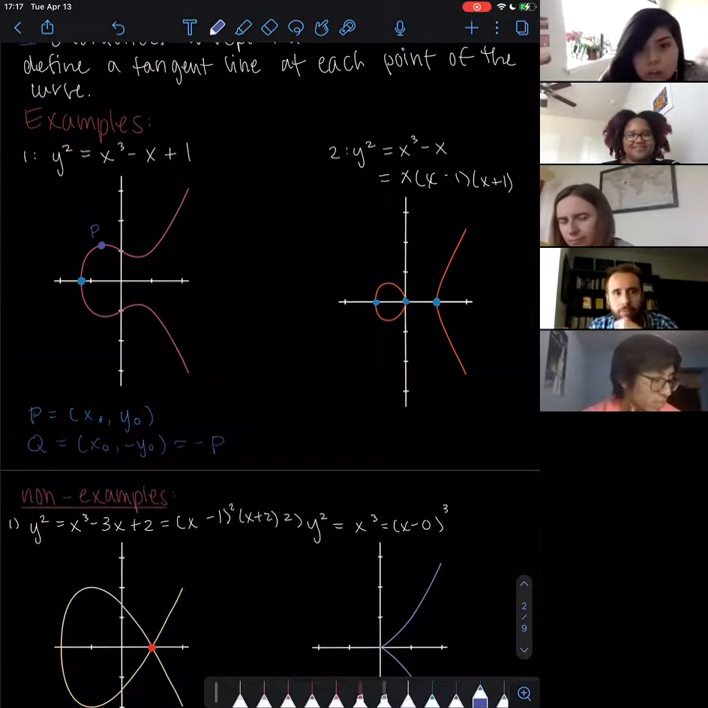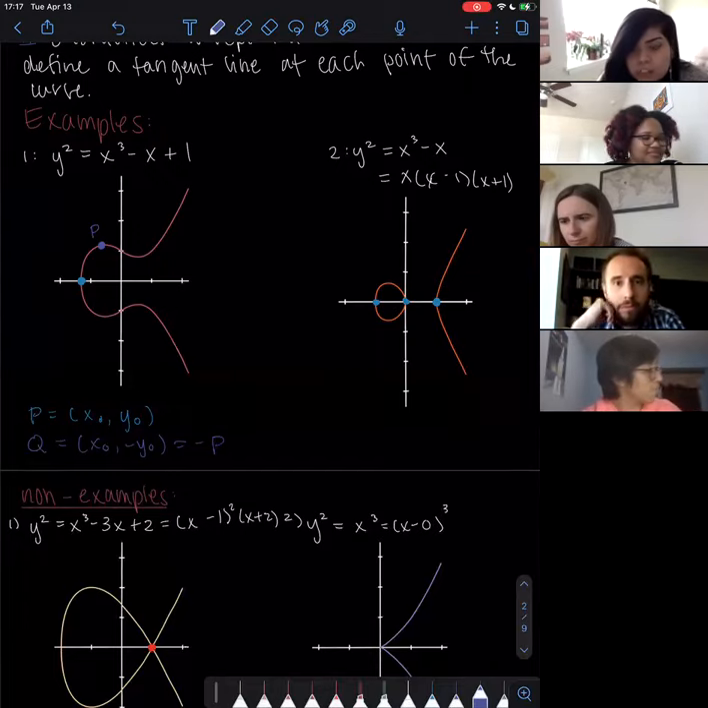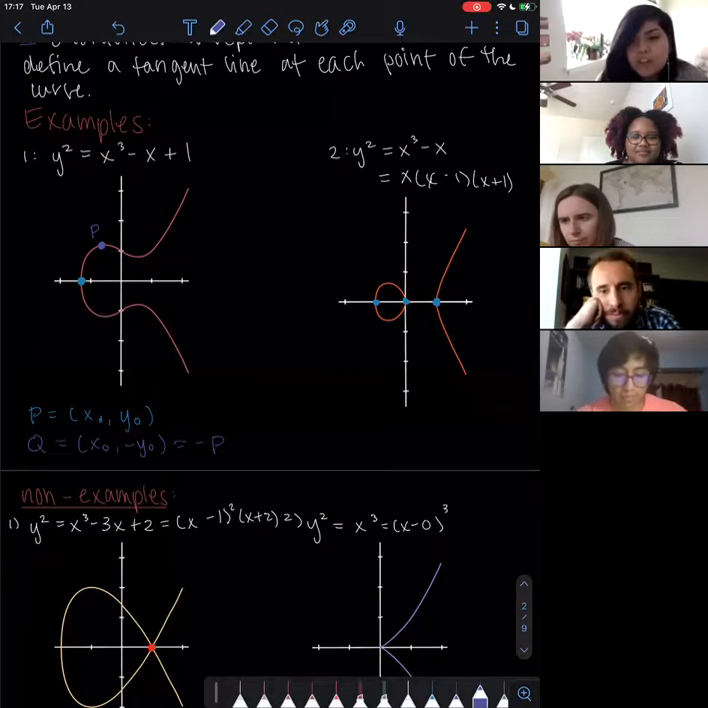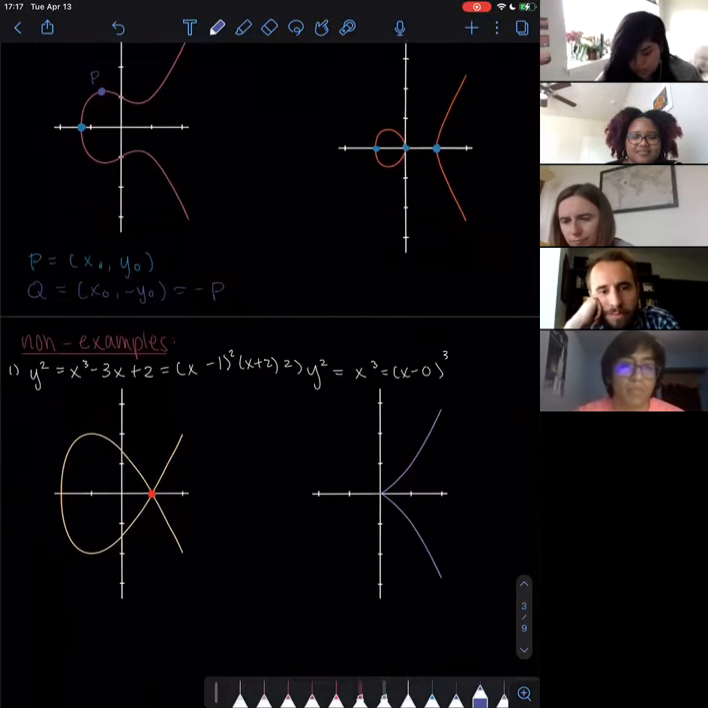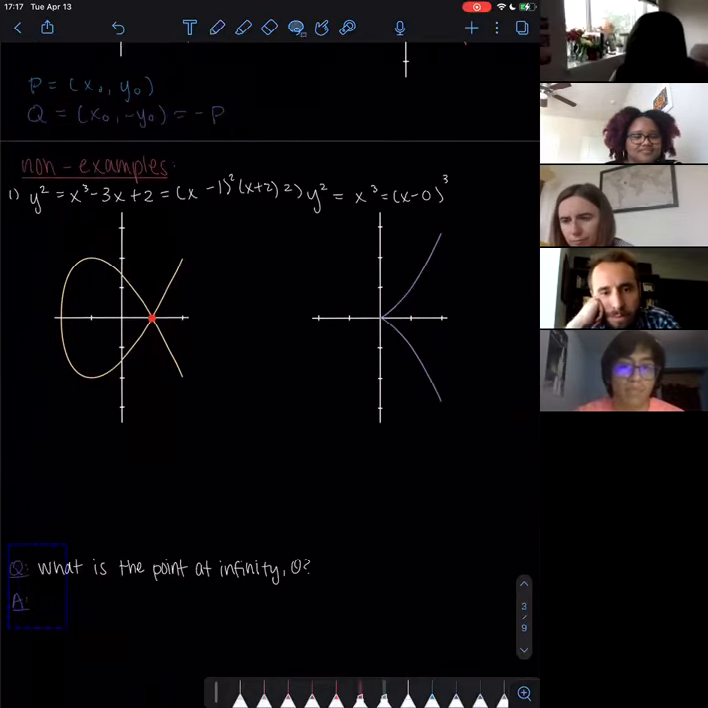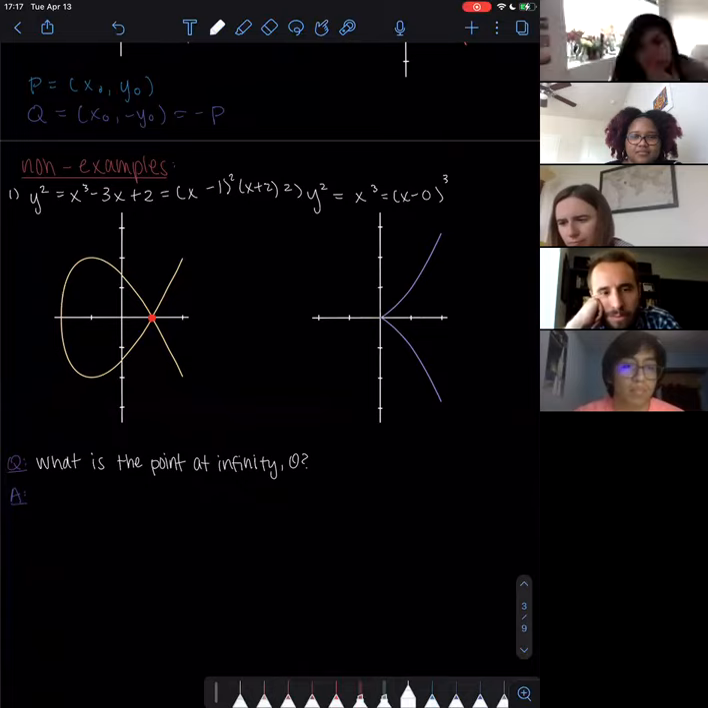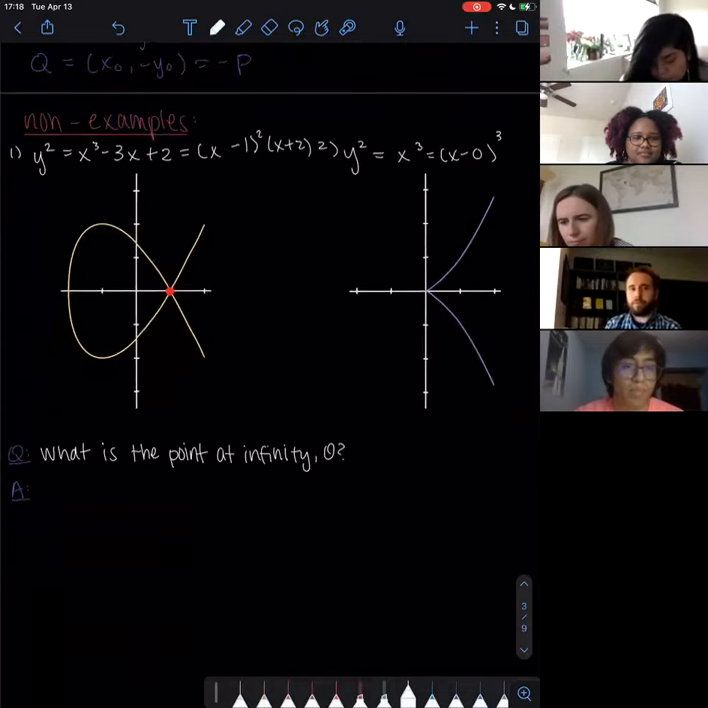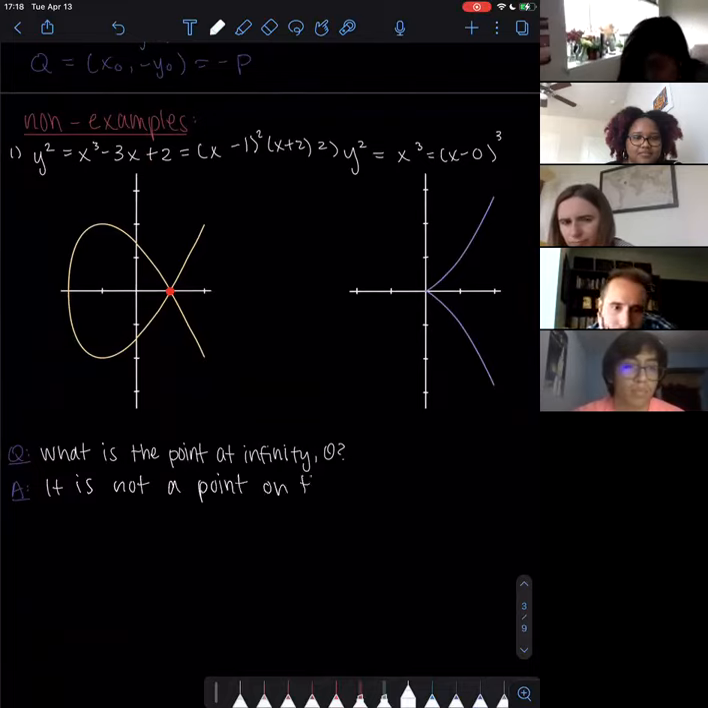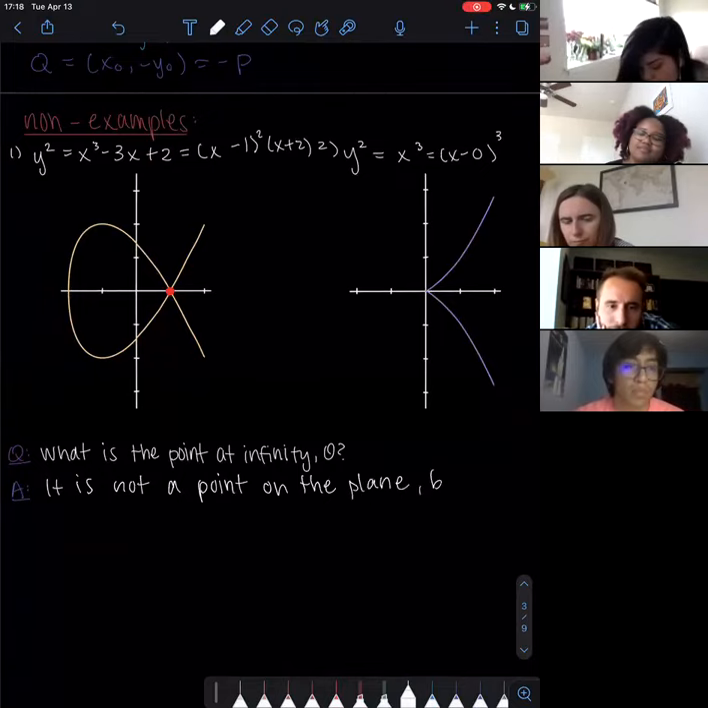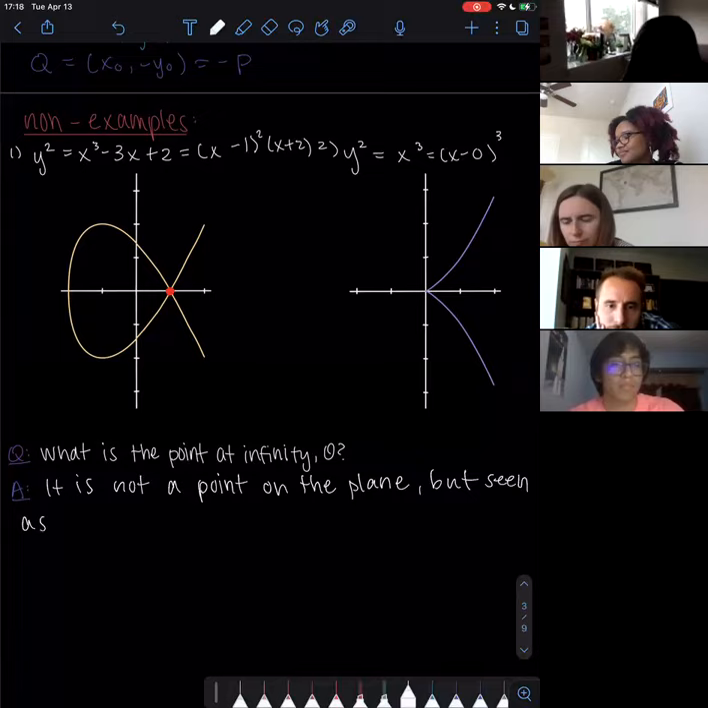Okay. So we talked about not wanting a repeated root and talking about the solutions to this elliptic curve, but we also had that third thing that we wanted: a point at infinity. So this is kind of a weird concept, but we should talk about it. So the point at infinity is not a point on the plane, but seen as the upward direction.